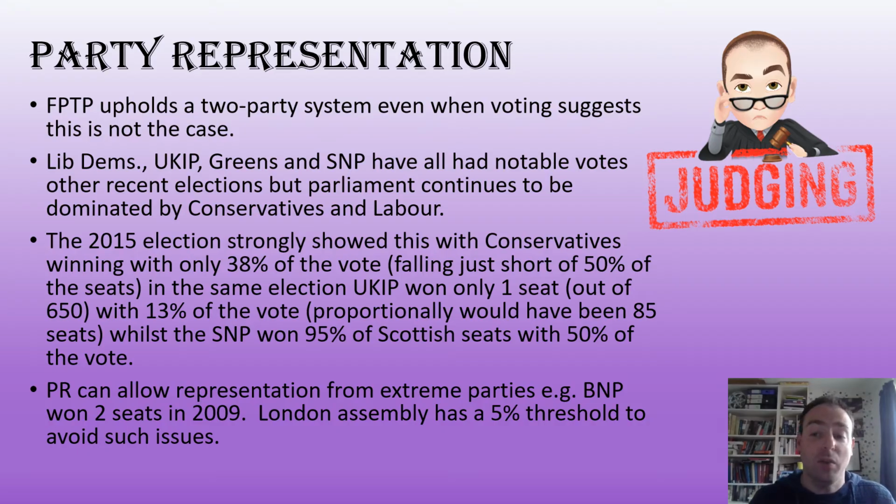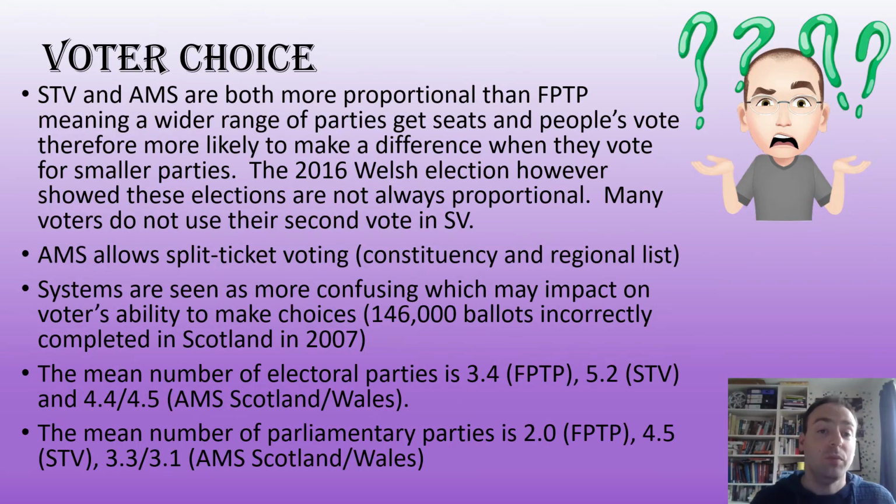If you don't like either of those things, and you like the idea of coalitions and a fair representation of parties, then you want to look at one of the more proportional systems, either PR itself, single transferable vote, or AMS. So voter choice. Well, STV and AMS are both more proportional than first past the post, and they also mean that there's a wider range of parties that get seats, and people's votes therefore are more likely to make a difference when they vote for one of these smaller parties.